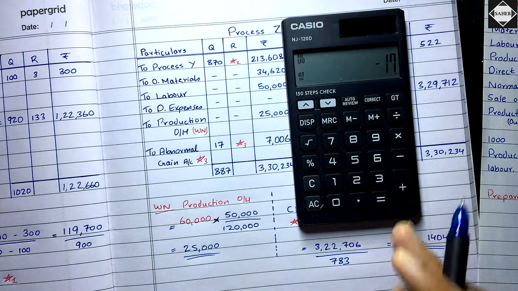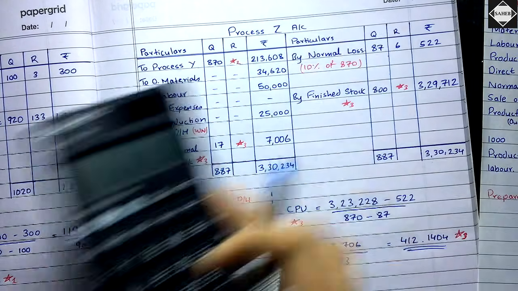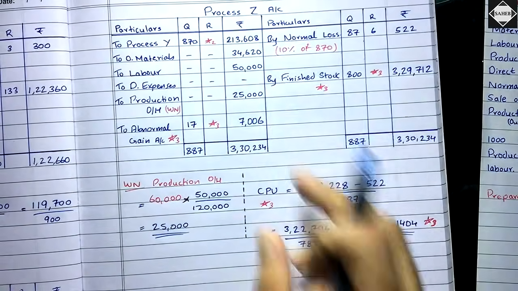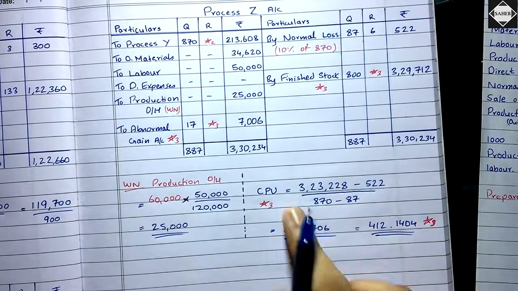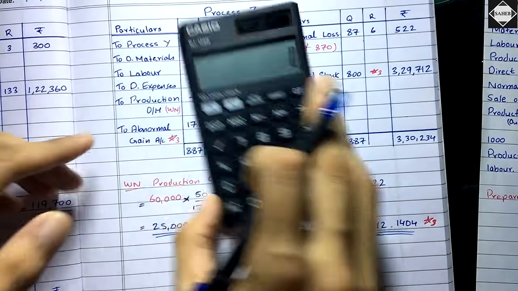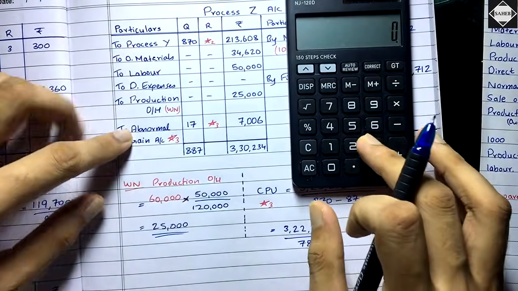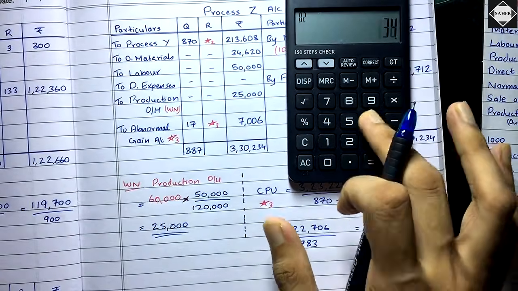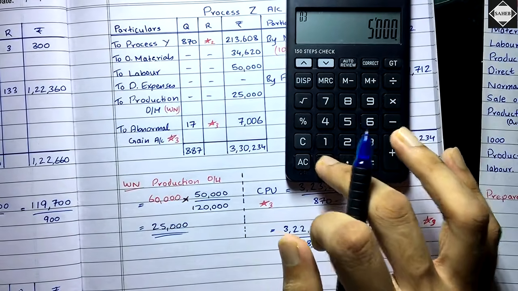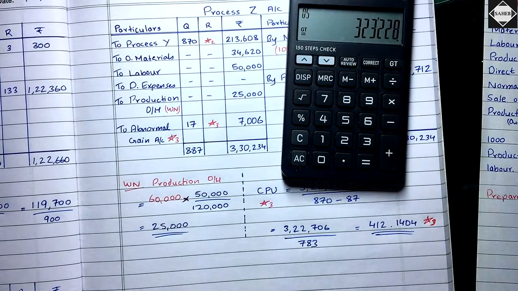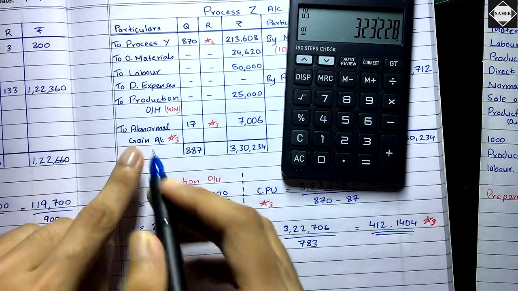Yeah, now we have to value this, and you all know how to value that. You have to take the total debit in process account, minus the normal loss scrap value, divided by the input quantity minus the normal loss quantity. It's very simple. Let's find this out first. See here, 2,13,608 plus 34,620 plus 50,000 plus 25,000, that's equal to 3,23,228.